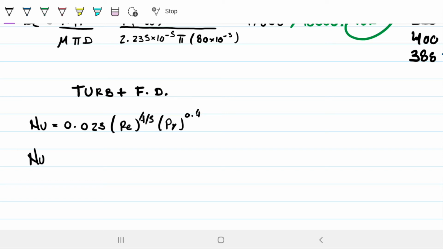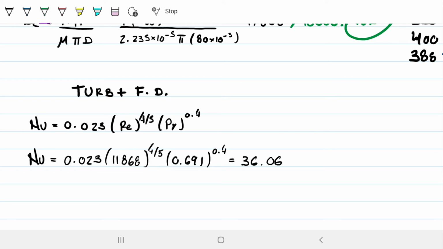We have everything we need. Let's just plug it in and be happy about it. It's 11,868 to the 4/5, Prandtl is 0.691, to the 0.4. And this relationship gave me a Nusselt of 306.